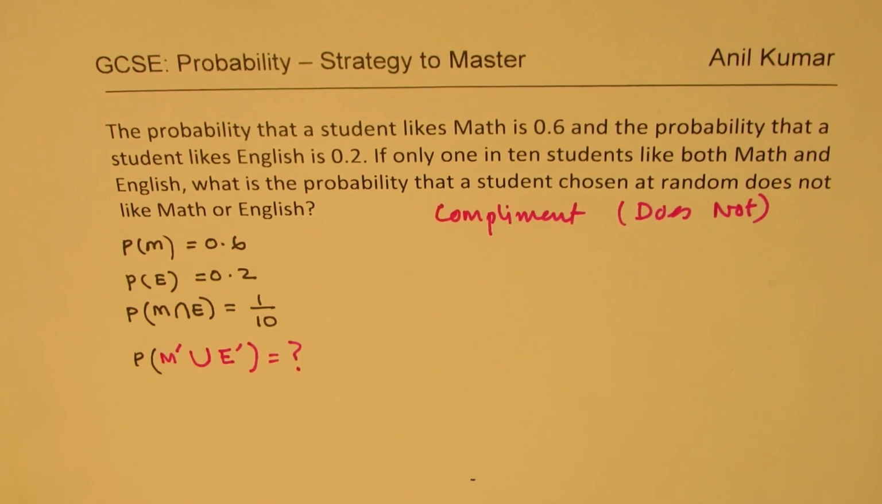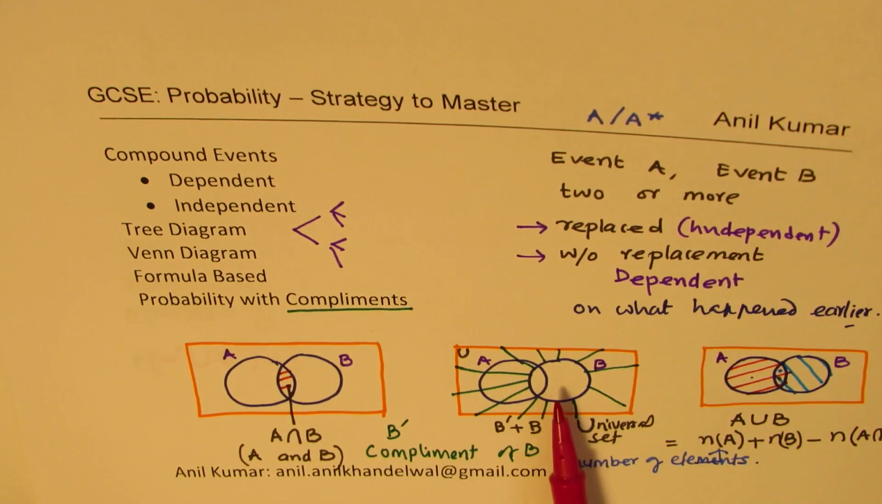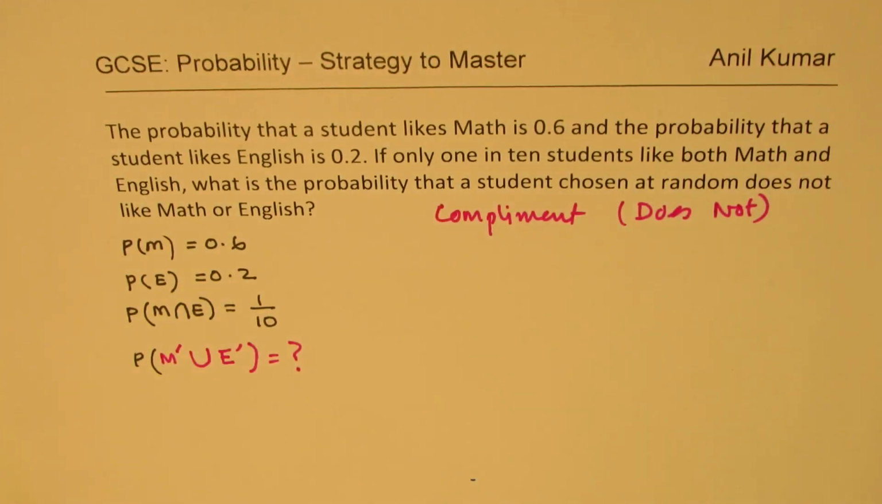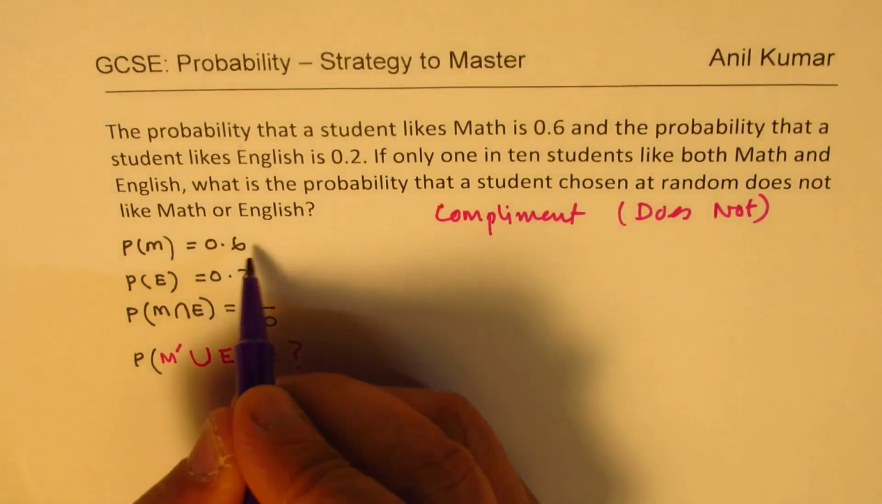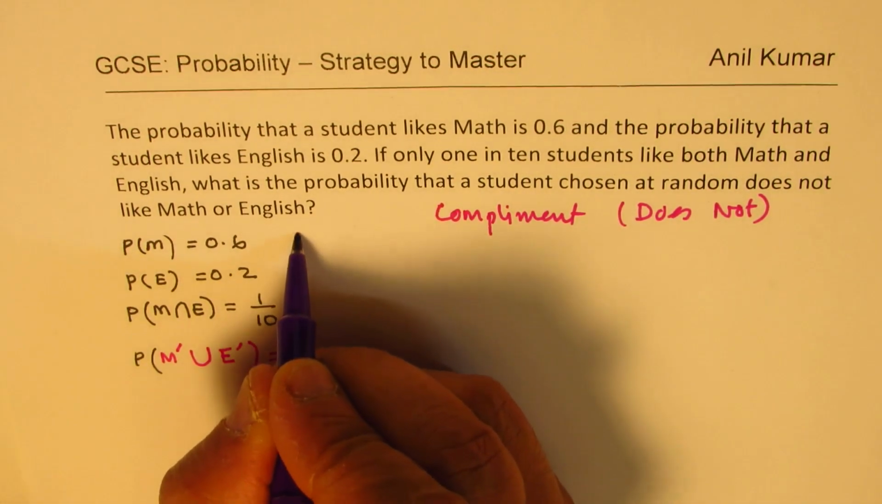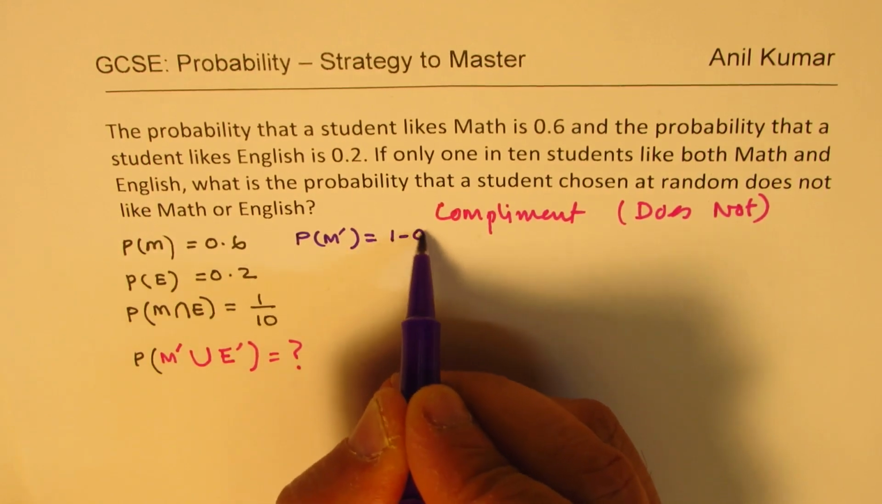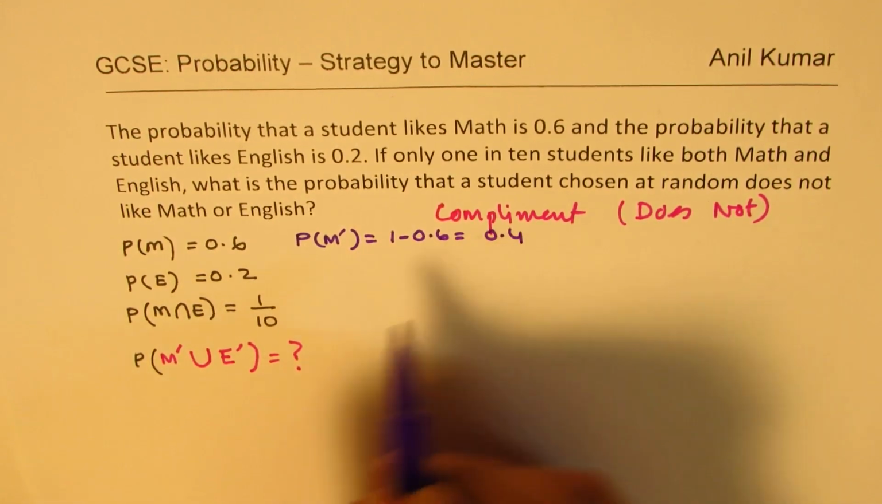Perfect. So that is how this question is slightly different from what we worked out, right? So initially, I hope you remember when we talked about complements, we said something like this: complement means outside, not in it, right? So everything outside. So that means 1 minus. You get the idea, right? We are given probability of liking maths. So probability of not liking maths will be what? 1 minus 0.6, which is 0.4.